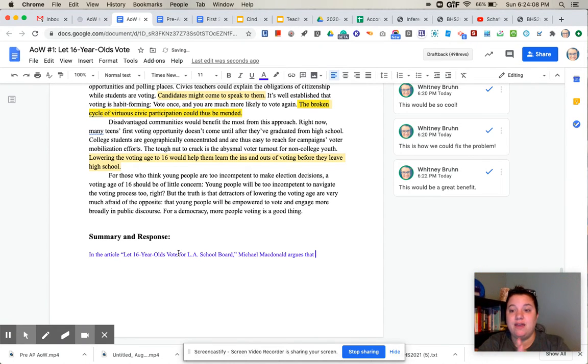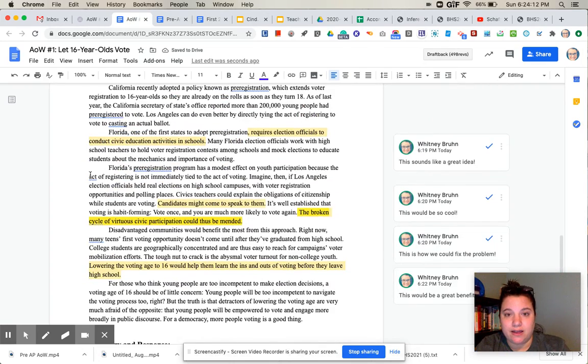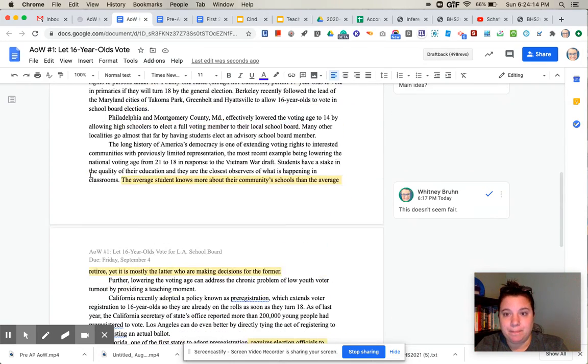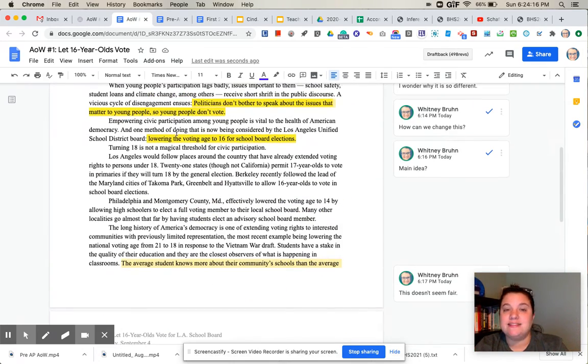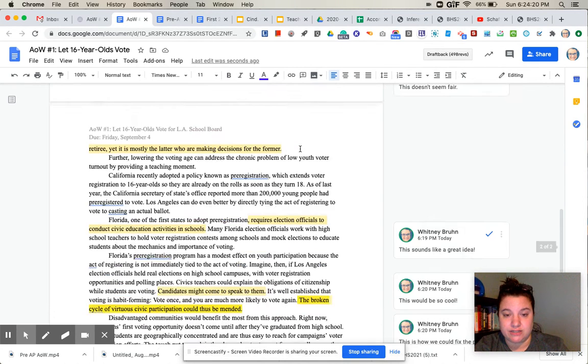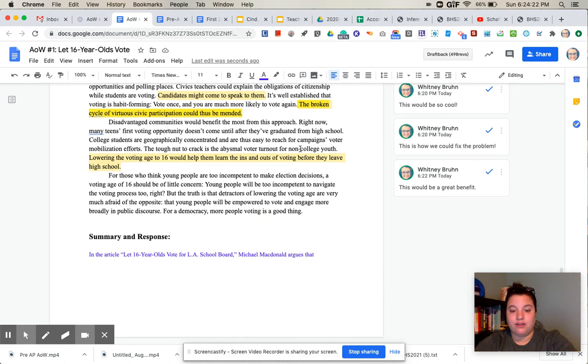That, and then what's the main idea of the article? So the main idea, remember we found up here, and it says that the voting age should be lowered to 16 for school board elections. So that's what I'm going to put. He argues that the voting age should be 16 for school board elections, period. Now I have my topic sentence completed.